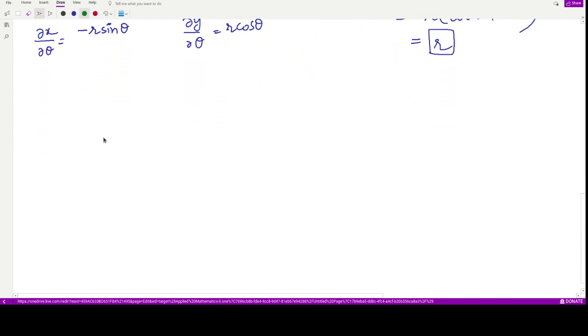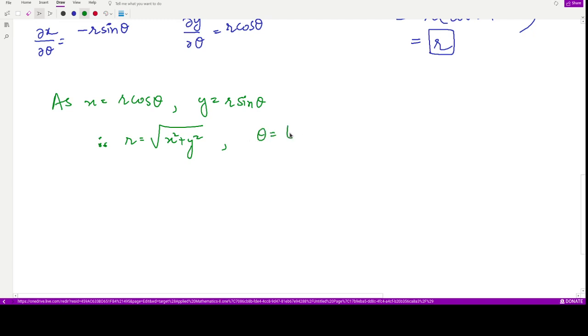So because x is given to be r cos theta and y is given to be r sin theta, you could simplify this and you can obtain r to be square root of x square plus y square, and you can obtain theta to be tan inverse y by x. So this is what you have.